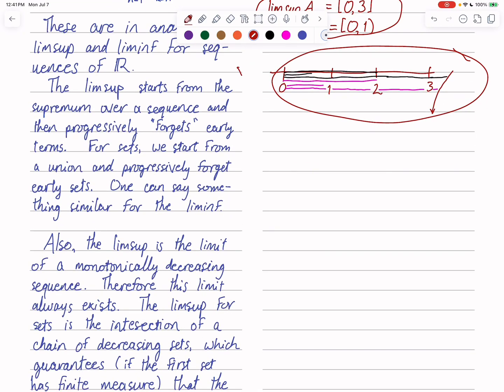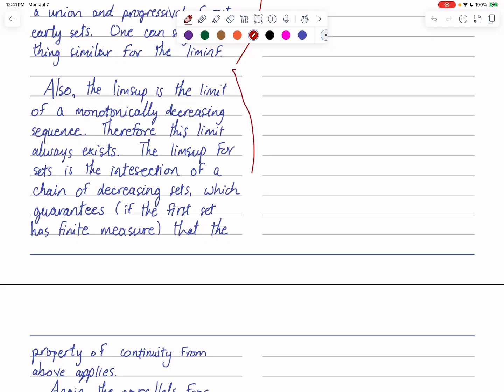Of course, a lot of the same stuff could be said about Liminf and Limsup. We forget early terms. And another analogy between Limsup and Liminf is their usefulness, right? So the Limsup, one of the nice things about it is that the sequence of sups always forms a monotonically decreasing sequence, and therefore its limit must always exist in the extended sense, right, where the limit could be equal to infinity.